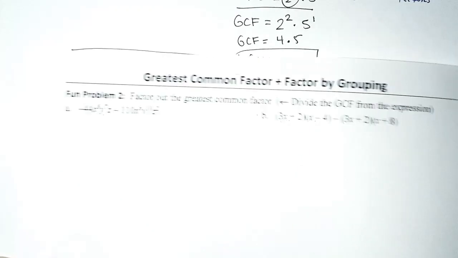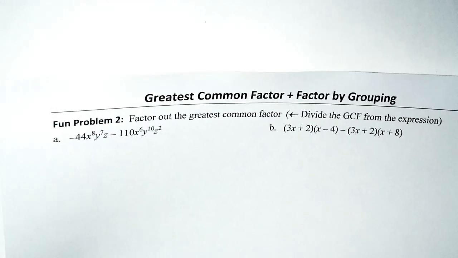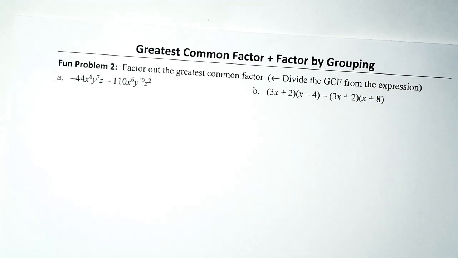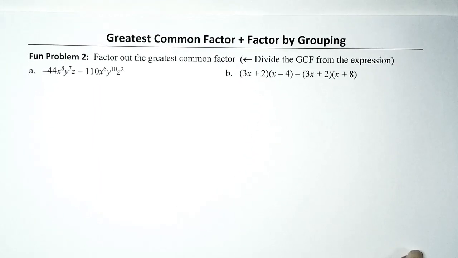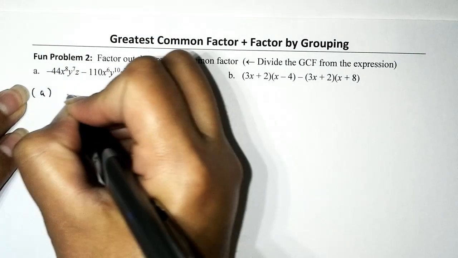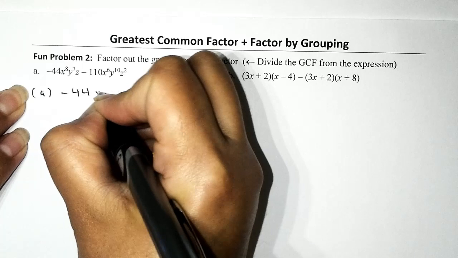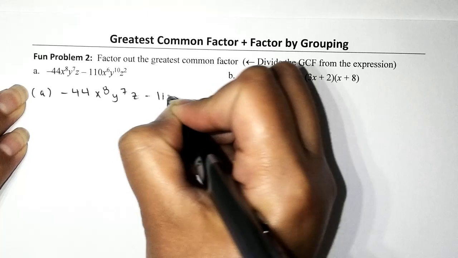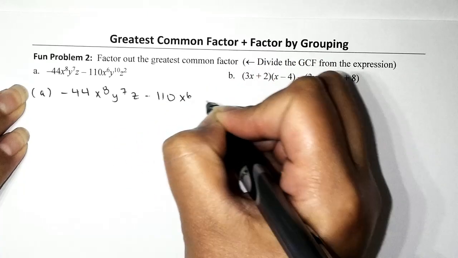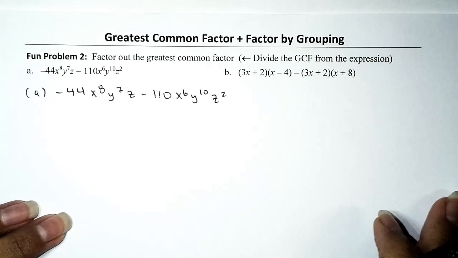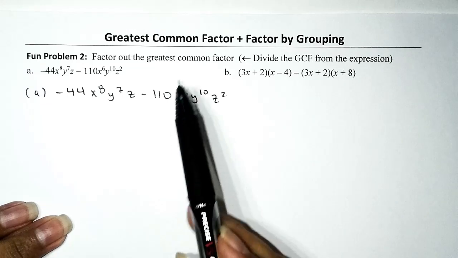Okay. So set number 2, the directions read, factor out the greatest common factor. Okay. So that's how it's pretty much written in most of our books. And in semi-English, it says divide the GCF from the expression, whatever that means. Okay. So let's go ahead and rewrite the first problem. We have negative 44 x to the 8th y to the 7th z minus 110 x to the 6th y to the 10th z squared.